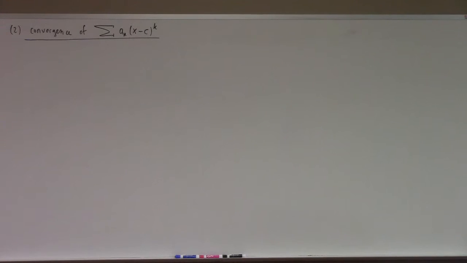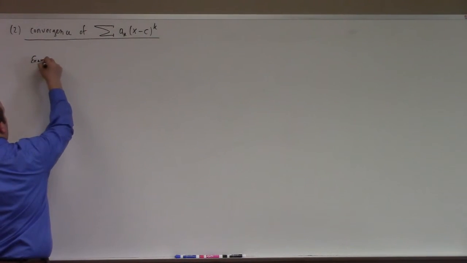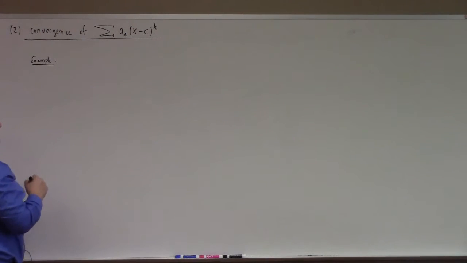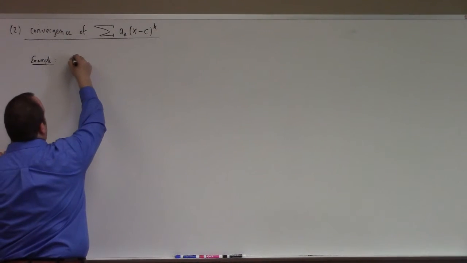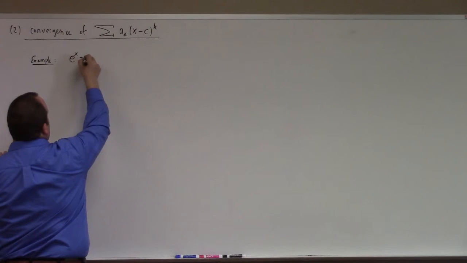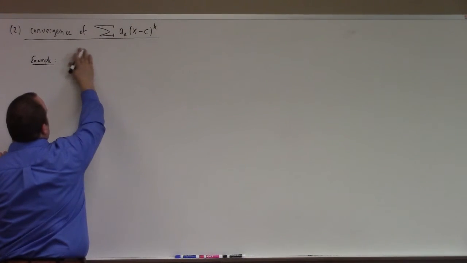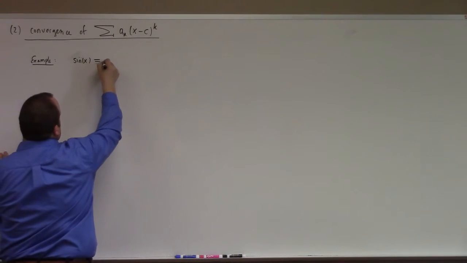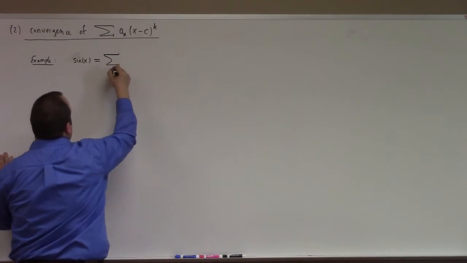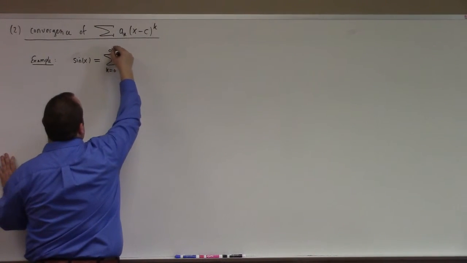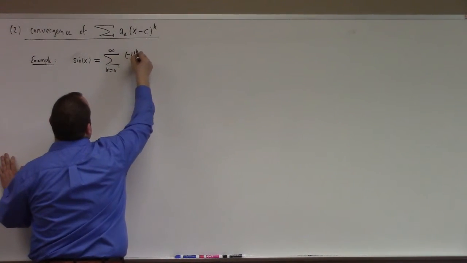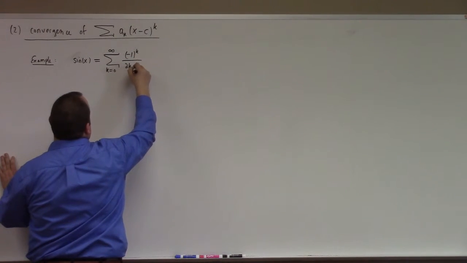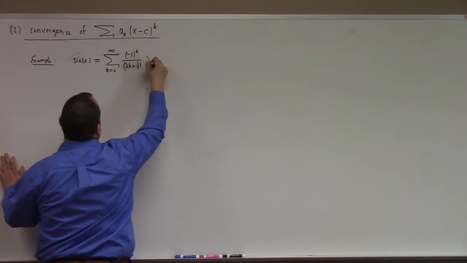What are the possible domains for a power series? Let's look at some examples. How can you figure out the domain of a power series? Let's start out with what we were just studying. How about e to the x? Oh, forget e to the x. Let's look at sine of x. I claim that is equal to the sum k equals 0 to infinity, minus 1 to the k over 2k plus 1 factorial x to the 2k plus 1.